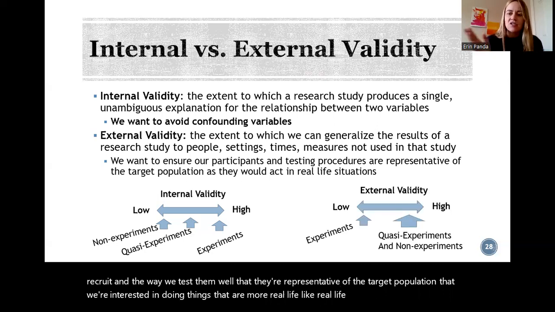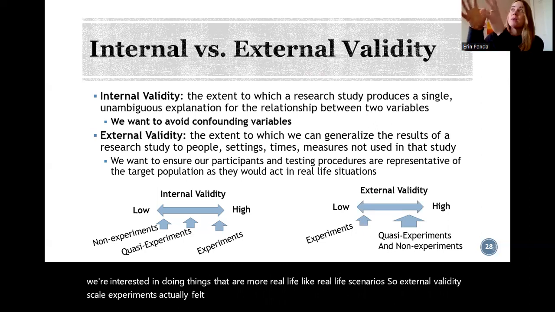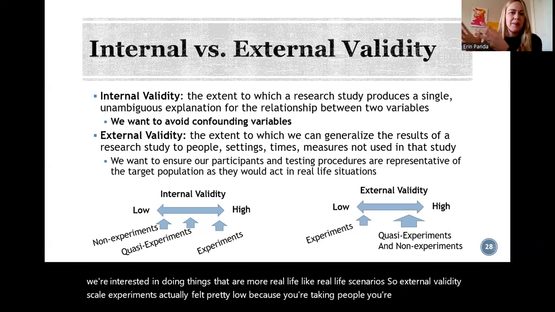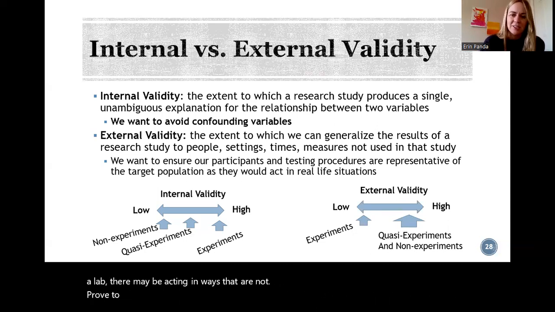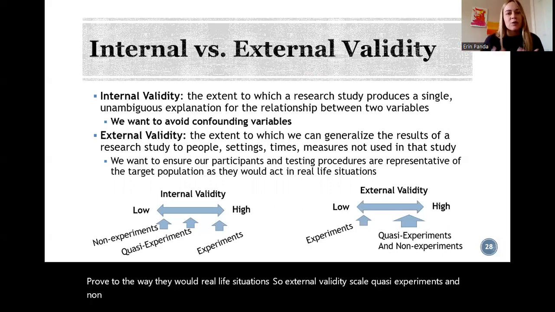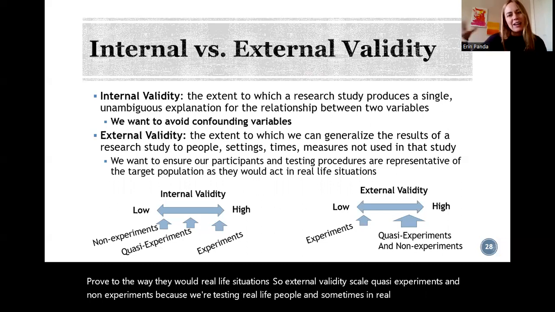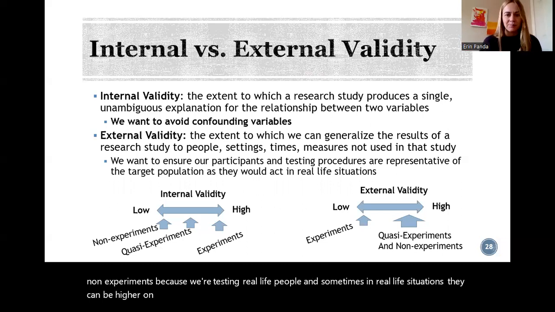So on the external validity scale, experiments actually fall pretty low because you're taking people and putting them in a lab. They're maybe acting in ways that are not true to the way they would in real life situations. So on the external validity scale, quasi-experiments and non-experiments, because we're testing real life people and sometimes in real life situations, can be higher. So what you want is to try to maximize both your internal and external validity.